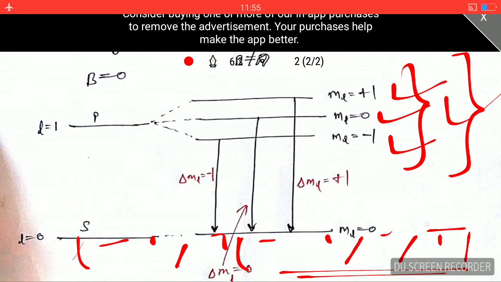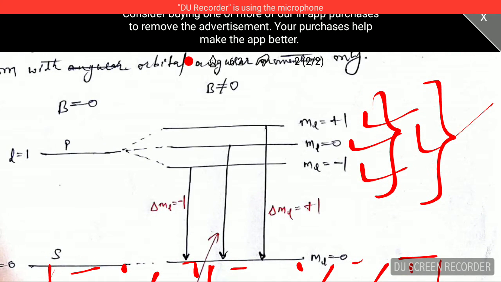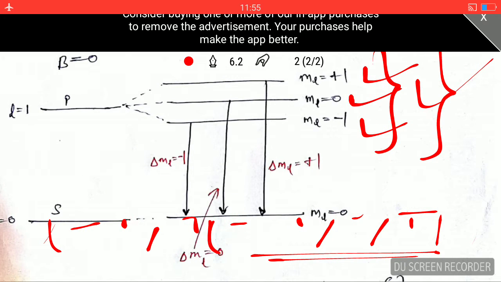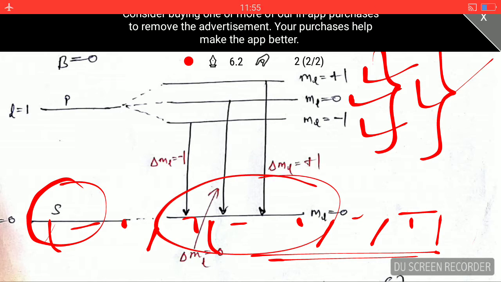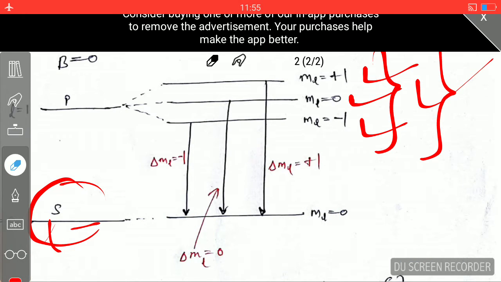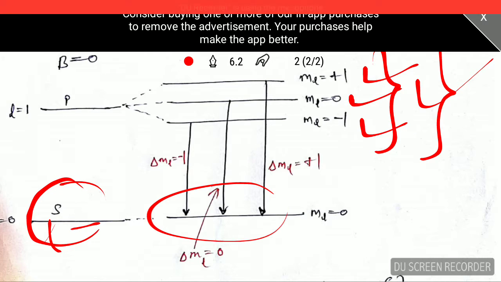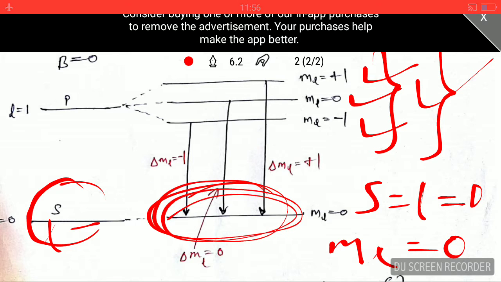Now for s, similarly. As in the absence of magnetic field, s will not split, and in the presence of magnetic field also, s will not split. In the presence of magnetic field also, s will have l equals 0, so m_l will have only one value, that is 0. That is why there is no splitting in s.